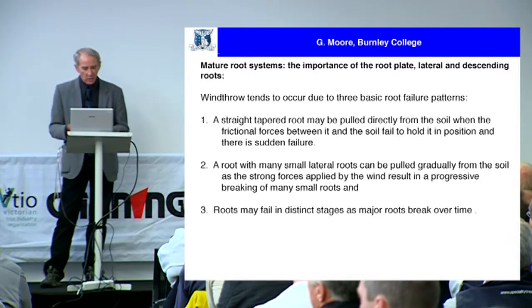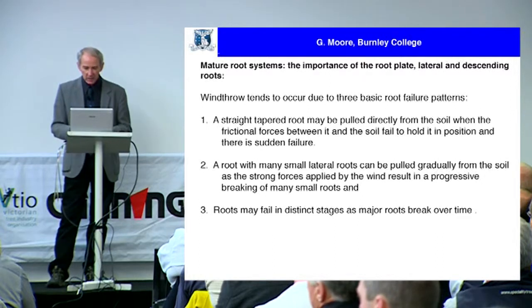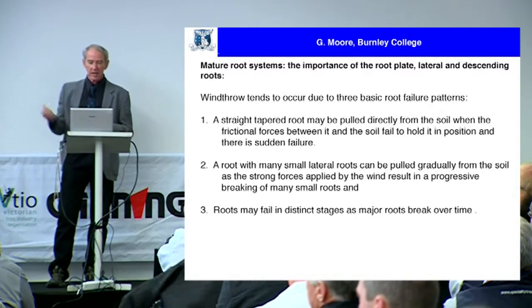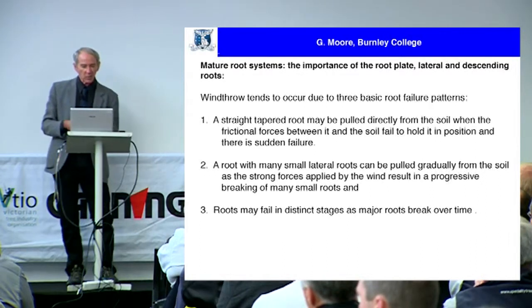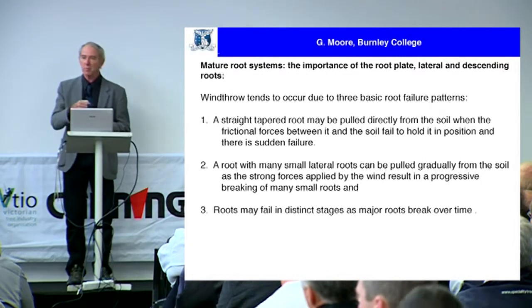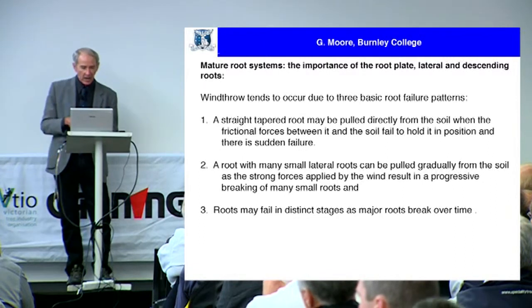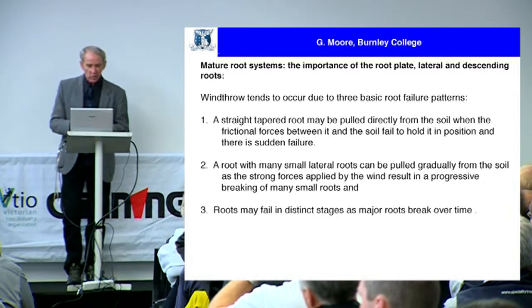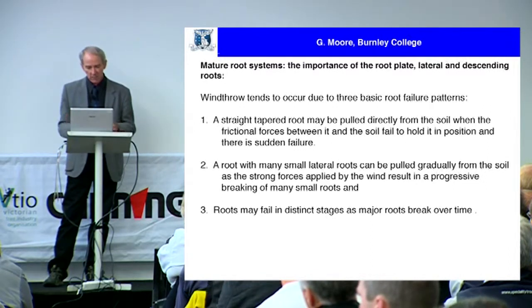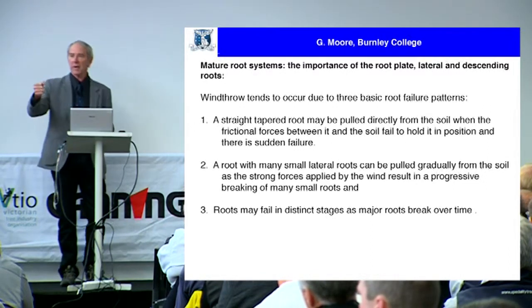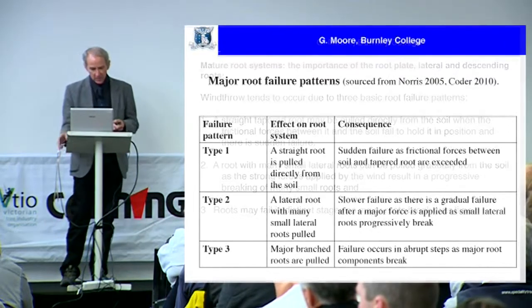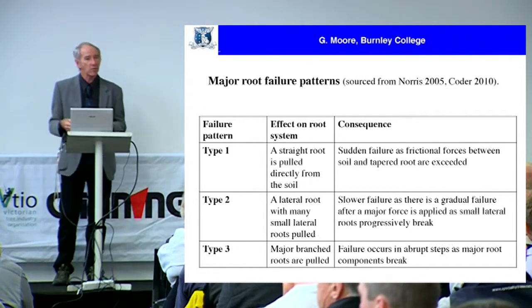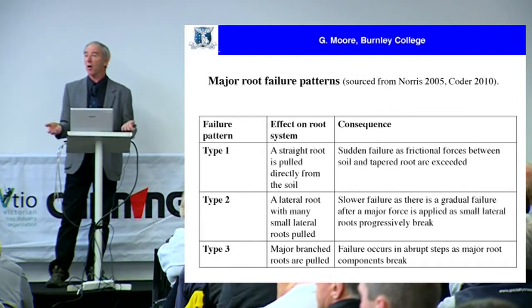And so, for example, we know that Windthrow tends to occur in 3 basic failure patterns. A straight tapered root simply pulled out of the soil when the frictional forces between it and the soil fail. A second one is that many small lateral roots can be pulled gradually from the soil. And in the right conditions, you get a progressive breaking of the roots and over she goes. And the third one is where you get a break, a break, a break, a break, and then eventually she gives.